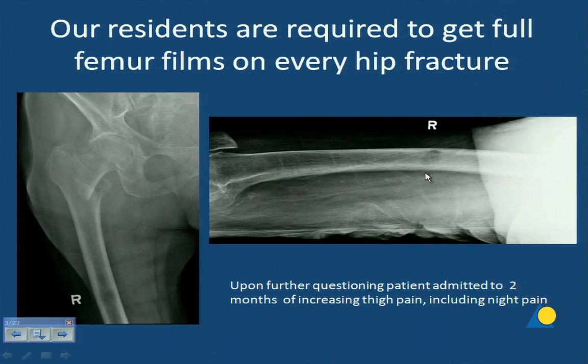This patient did not have any known primary cancer. However, if you got her history, she was admitted with 2 months of increasing thigh pain, including night pain, both of which are symptoms that are concerning for malignancy.